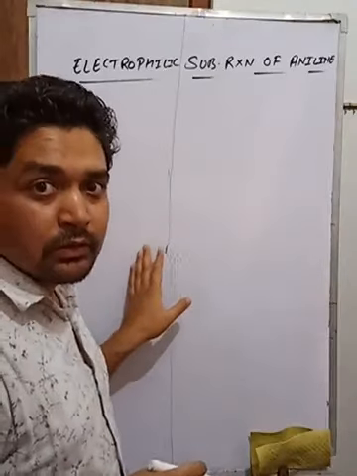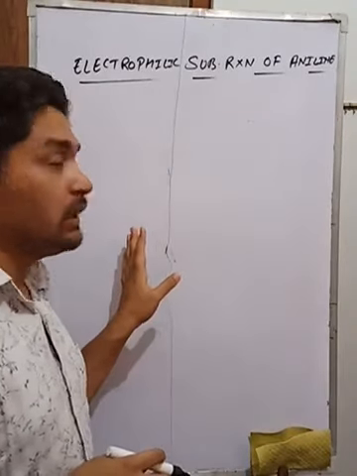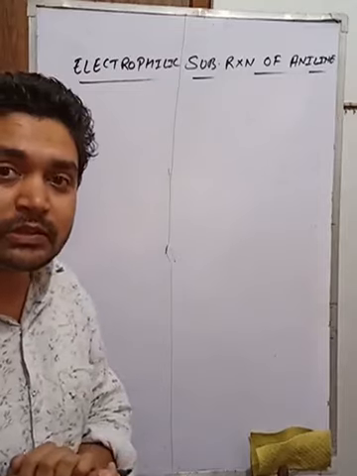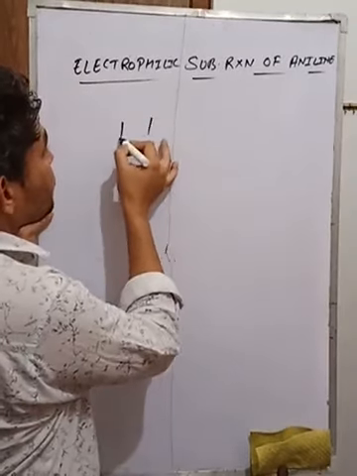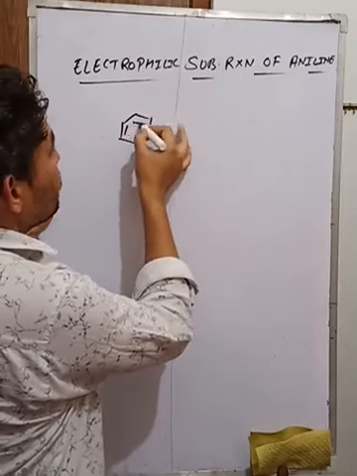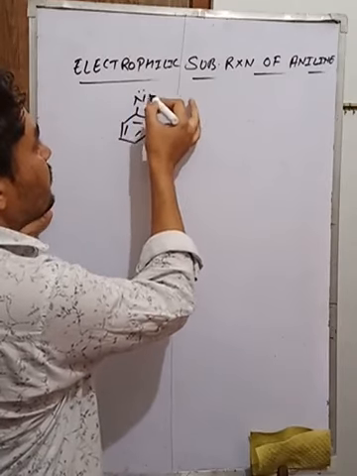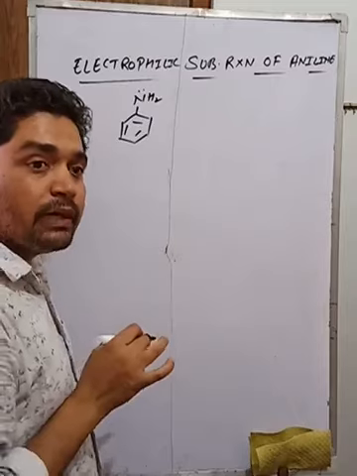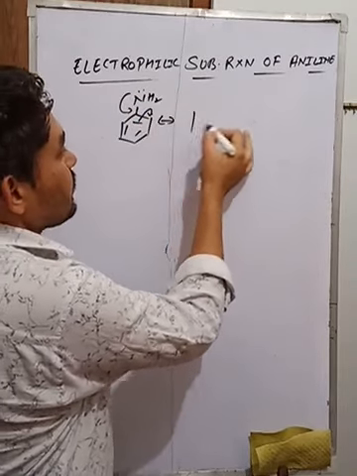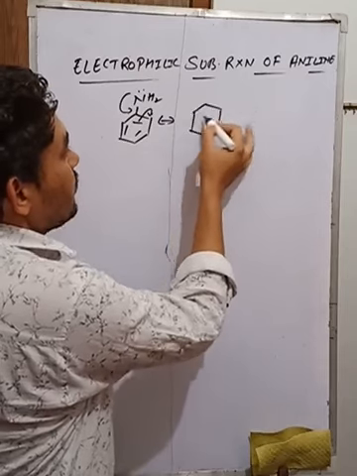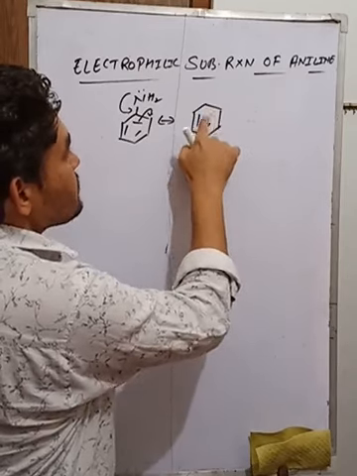In this video, we will discuss the electrophilic substitution reaction of aniline. Aniline, we know very well, is stabilized by 5 resonating structures like this.